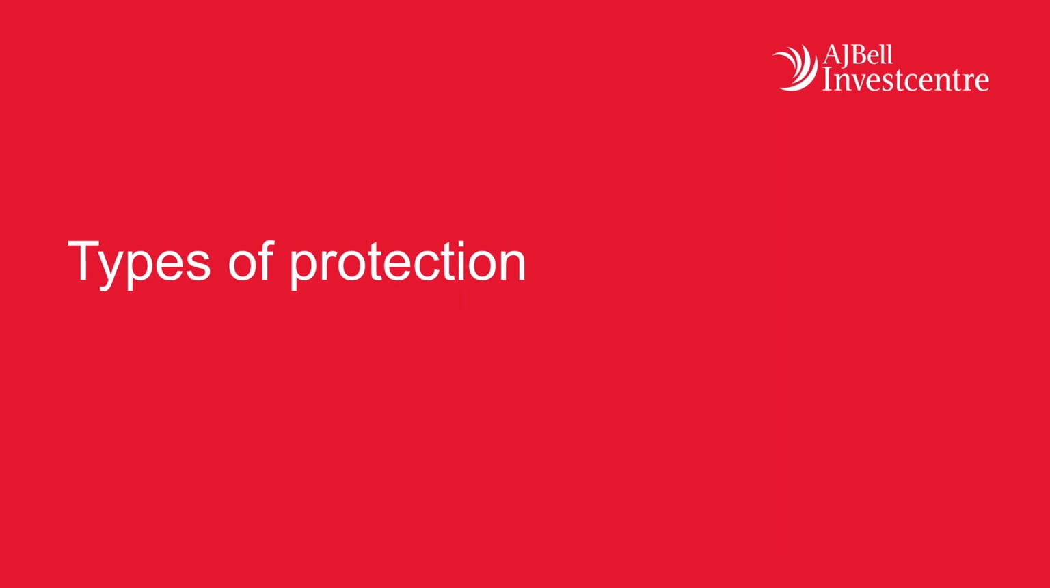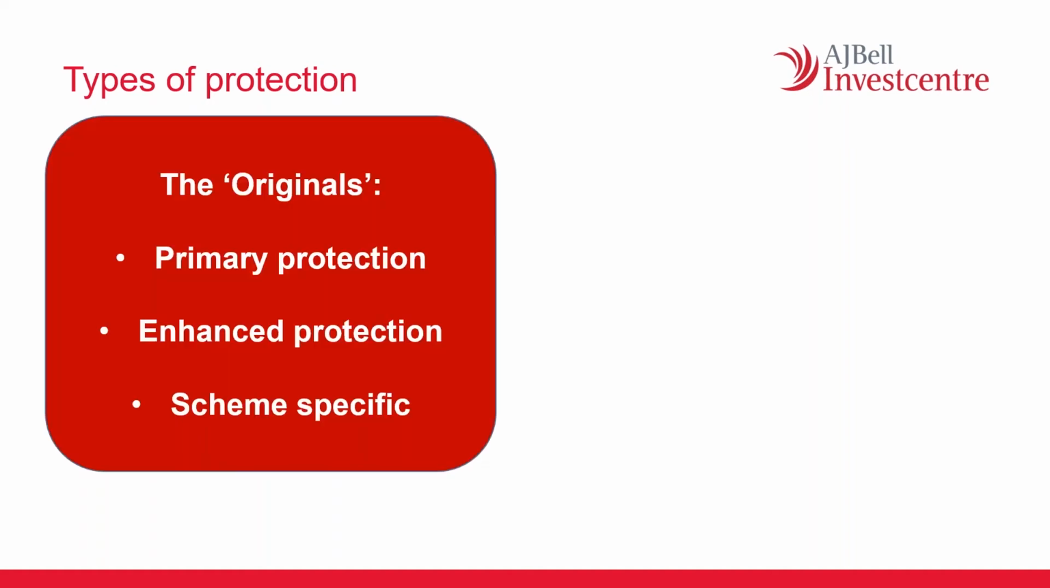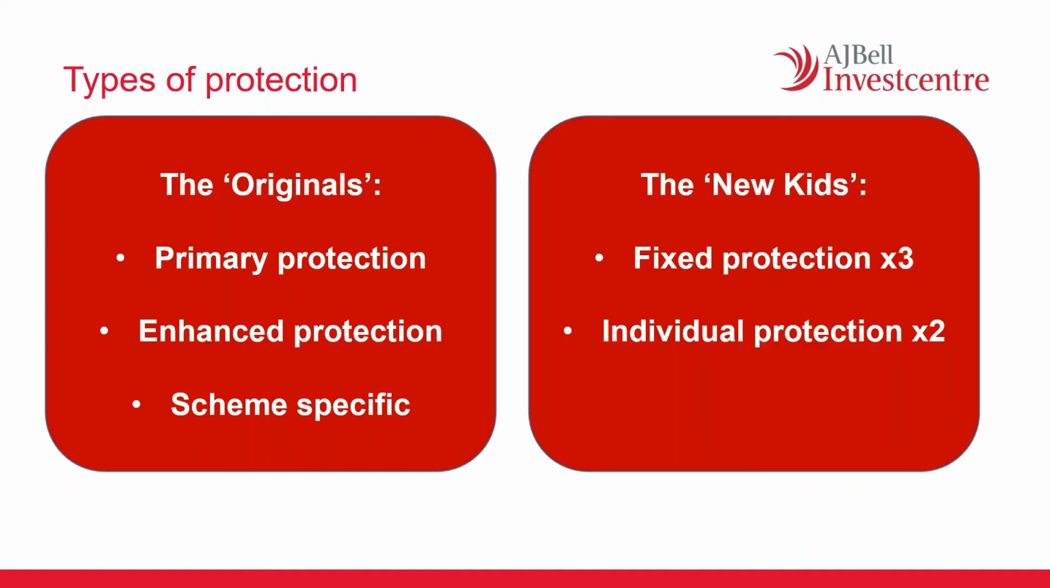So getting into protections then, we have, as you see, at different times when protections have been introduced, a number of different types. We have the originals, the A-day protections that came in, so primary protection and enhanced protection. And then I've also put on here scheme specific. Now, scheme specific doesn't actually protect you from a lifetime allowance charge, but it does have an impact on the lump sum that you can take out. So I'll have a look at that as well, because it all interacts with the other forms of protection.